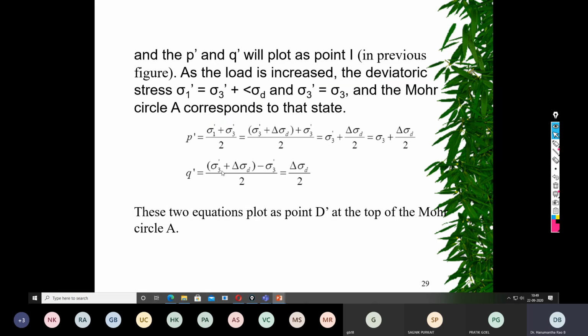So sigma 1 minus sigma 3, sigma 1 plus sigma 3 by 2. So this is sigma 3 dash plus delta sigma 2 plus delta sigma 3. So this can be written in this form. That is P dash and Q dash in terms of effective stress. So Q dash will become only delta sigma d by 2. If you write P dash in terms of the effective stress, that is sigma 3 plus delta sigma d by 2, while Q dash is only delta sigma d by 2.